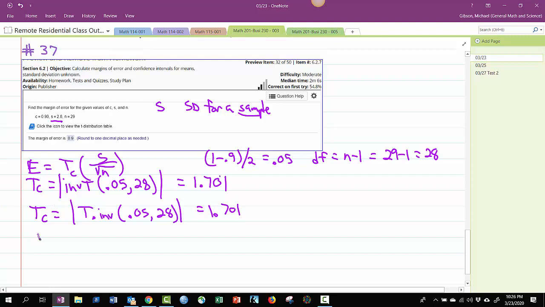All right. Now we're ready for our E. Our error term is 1.701 times our S here, which was 2.8, over the square root of our N, which is 29. You put this into the calculator, and out comes 0.88 and then a bunch more digits, 88. The question asks for it to 1 decimal place, so this rounds to 0.9.